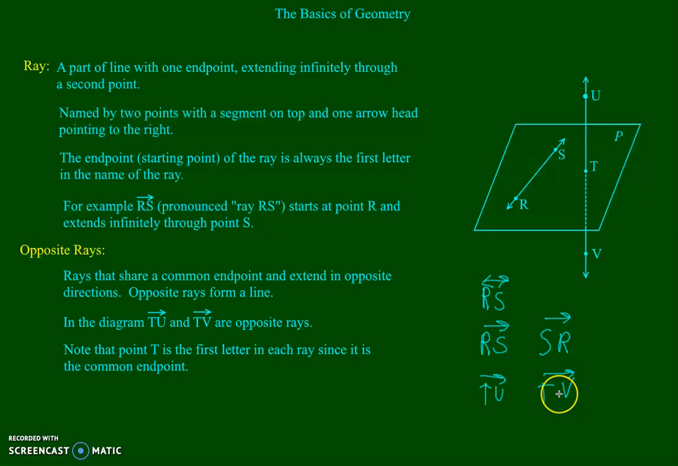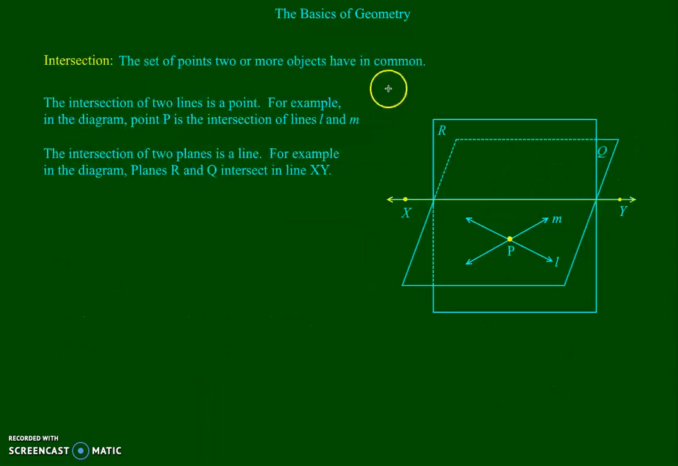Now up to this point, we've talked about the individual objects, that is points, lines, planes, segments, rays, opposite rays. But what happens when these guys interact with each other? We looked at one very briefly when we talked about line UV passing through a plane, but we need to look at the interactions of these things in greater detail. So that's what we're going to be doing now, is talking about intersections of these objects. When we talk about the intersection of 2 objects, we're talking about the set of all points that 2 or more objects have in common.